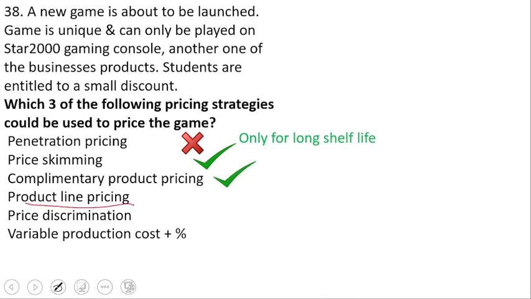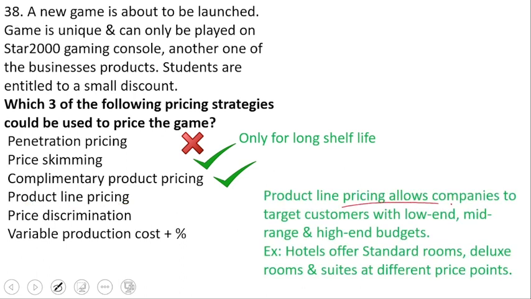Fourth one, product line pricing. What do you mean by product line pricing? Product line pricing allows companies to target customers with low end, mid range, and high end budgets. Example, hotels offer standard rooms, deluxe rooms, and suites at different price points. Here it is actually a range of similar products which are priced differently.